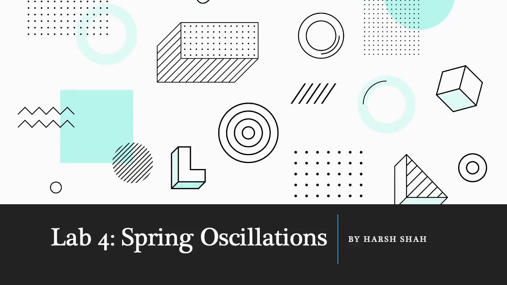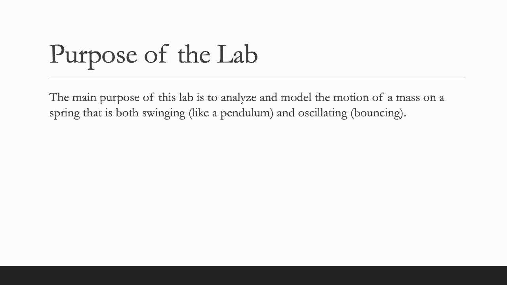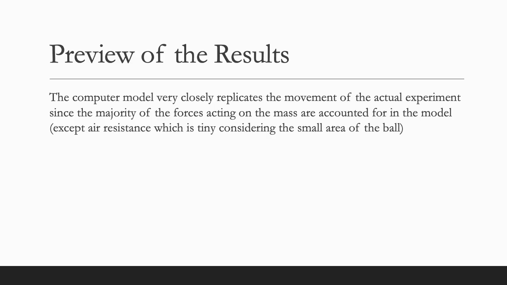Lab for spring oscillations. The purpose of the lab is to analyze and model the motion of a mass on a spring that is both swinging and oscillating. A preview of the results is that the computer model very closely replicates the movement of the actual experiment, since the majority of the forces acting on the mass are accounted for in the model, except air resistance, which is tiny considering the small area of the mass.